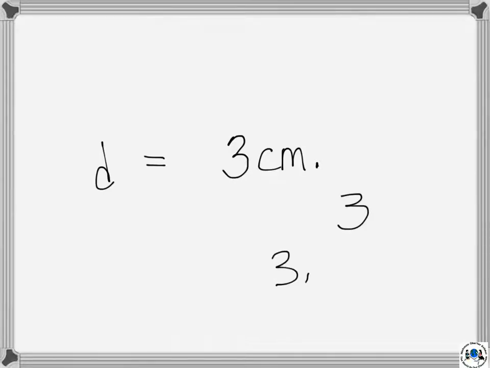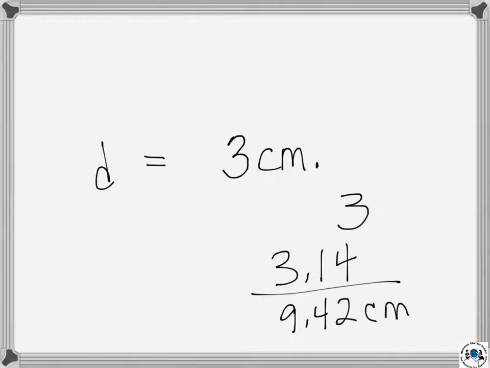So let's just go to a new page here. If we had a diameter of 3 centimeters, we would just go ahead and multiply 3 times 3.14. And I'll just do that real quickly here, even though I could probably do it even more quickly on that paper. And that's 9.42 centimeters, which would be my circumference.